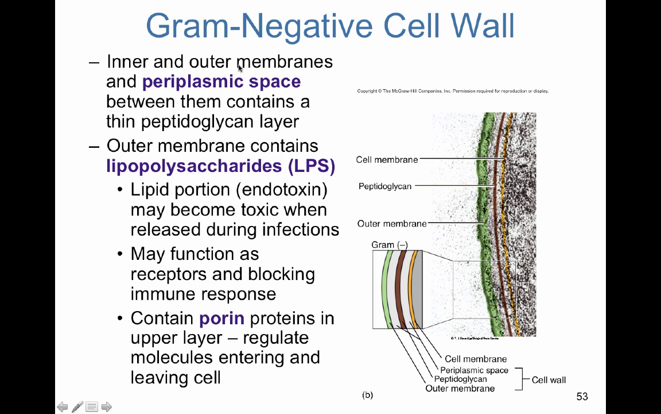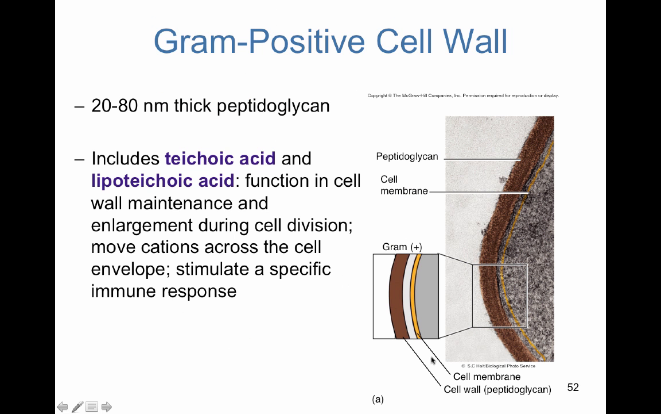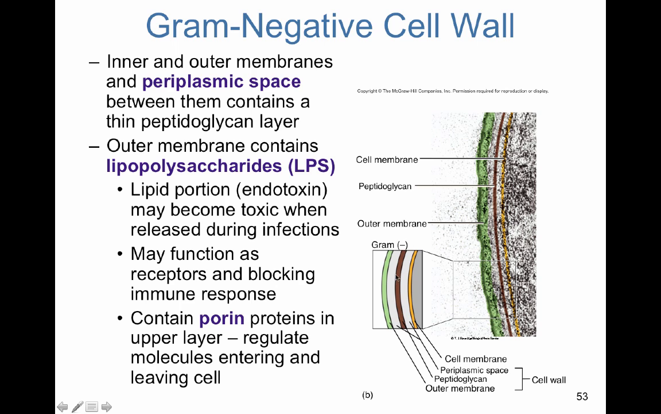Now, what's the difference between gram-positive and gram-negative? Gram-negative, remember, has a much thinner layer of peptidoglycan. Gram-positive, thick; gram-negative, thin peptidoglycan. And additionally, we have two cell membranes. We have a cell membrane surrounding the cytoplasm, the internal contents, and an additional cell membrane on the outside of the cell. Now, unlike gram-positive bacteria that have teichoic acids, gram-negative bacteria have LPS, lipopolysaccharides.